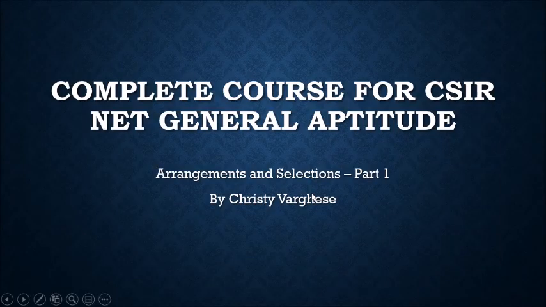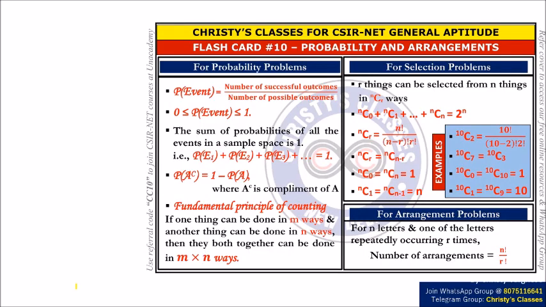Today we are discussing the topic arrangements and selection. Arrangements and selection means permutation combination related topic we are discussing today, and when to use permutation, when to use combination, I will explain in detail in today's class. In probability chapter also I have shown you this flashcard where we discuss the probability basic facts, and for permutation combination or selection or arrangement problem, these facts will help you.